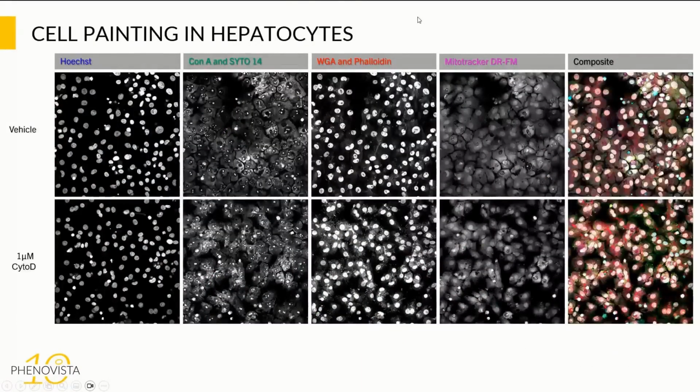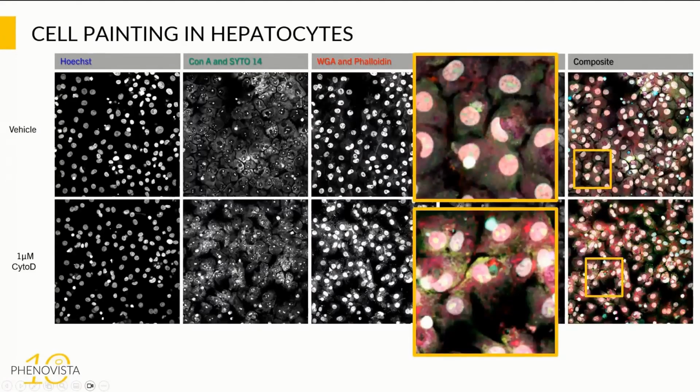So this is our example of one that we did in hepatocytes. These are iPSC-derived human hepatocytes in cell painting. So this was using the typical classic palettes. And here we have on the top row vehicle treated, and on the bottom we have cytokeratin D treated. And you can see just by eye how different these phenotypes are. And if you zoom in, for instance, you can see even more clearly how different these phenotypes are.